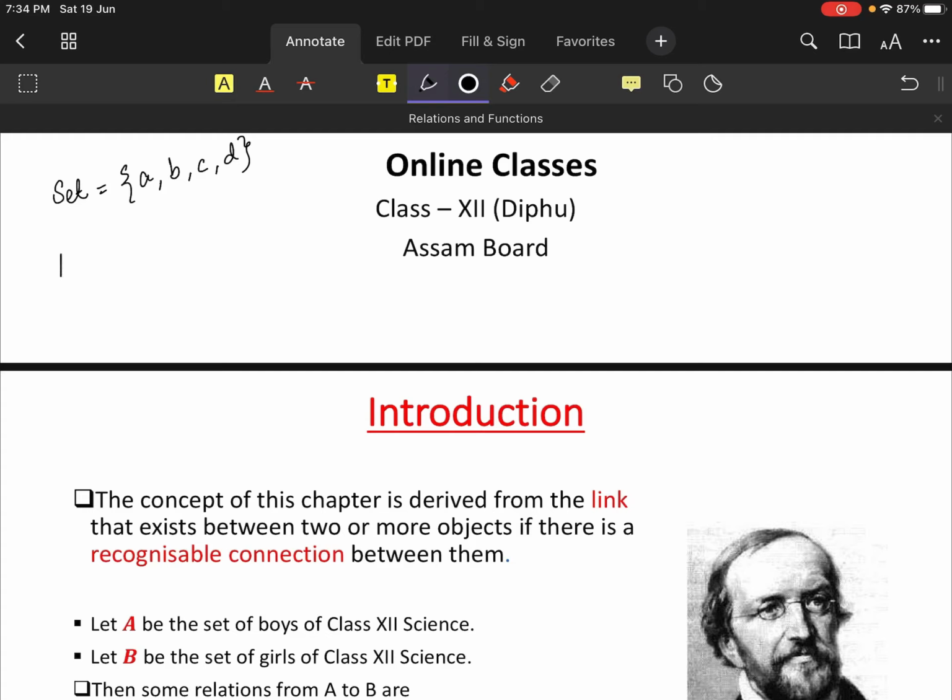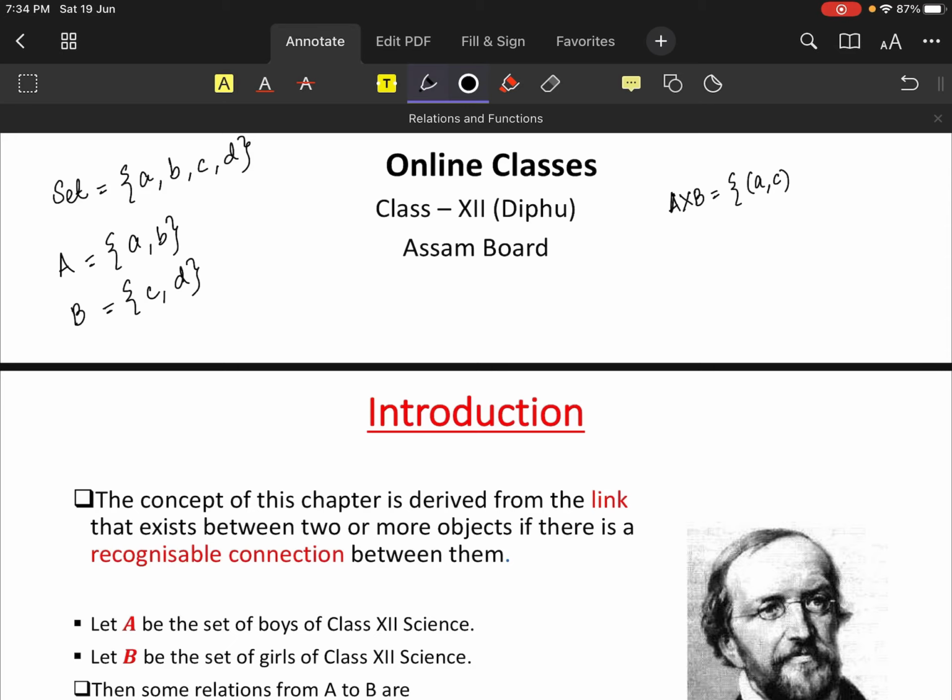If I have two sets, suppose set A is given by A and B, and I have another set B that is given by C and D, then the Cartesian product of these two sets will be given by A cross B, and that is equal to, it will form ordered pairs. And what type of ordered pairs will it form? From the word pairs you can think that two elements are there. Ordered means there is a particular order in which the elements occur.